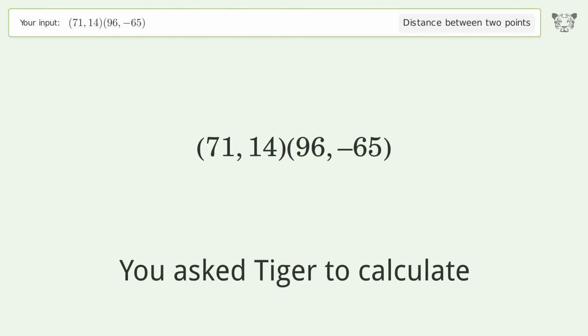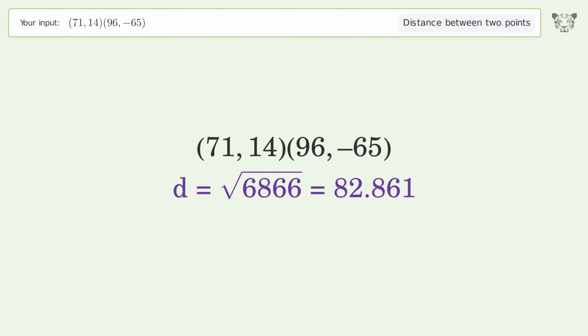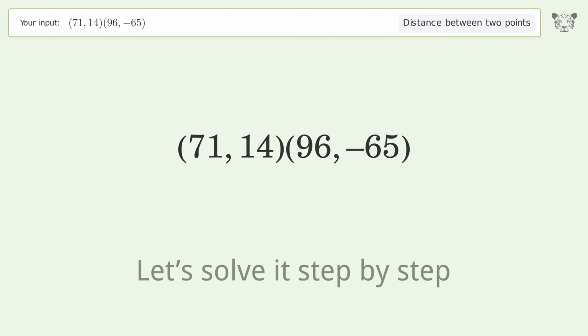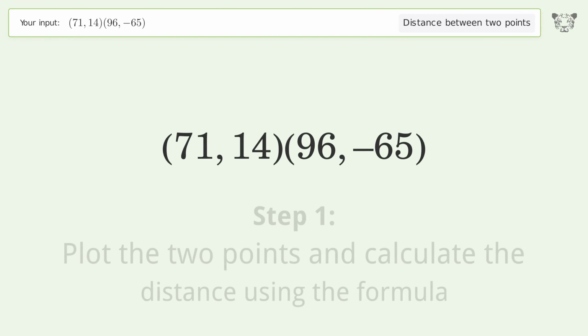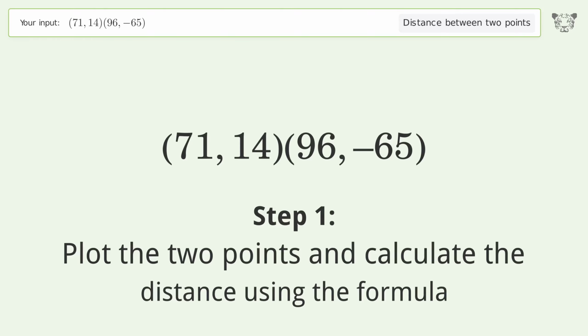You ask Tiger to calculate. This deals with the distance between 2 points. The distance between the 2 points is the square root of 6,866, or 82.861. Let's solve it step by step. Plot the 2 points and calculate the distance using the formula.